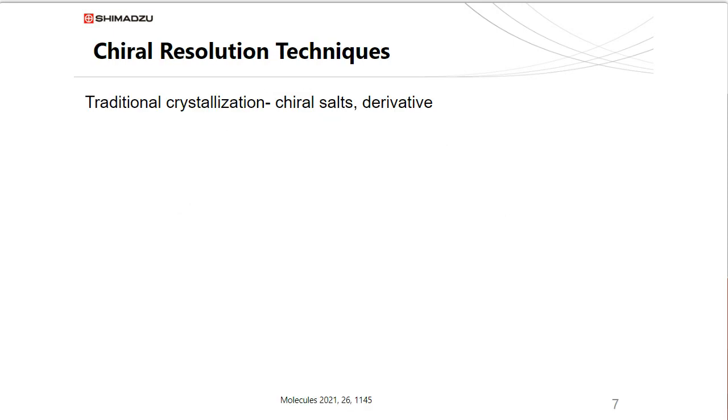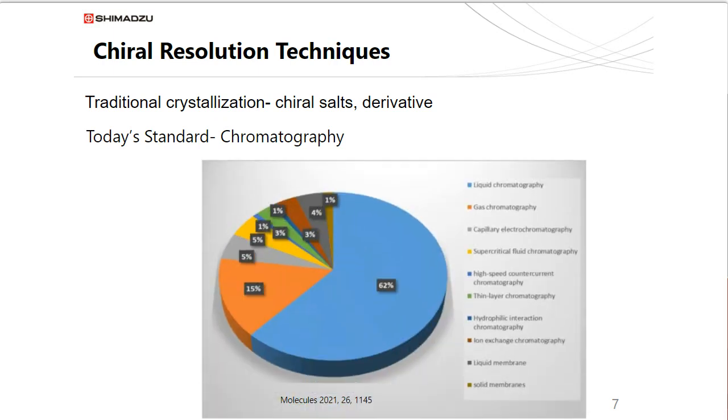So how do you resolve chiral molecules? Well, traditionally this was done through some sort of crystallization, either through chiral salting or derivatization. Today, it's all about chromatography. By and far the largest or most popular way is using some sort of LC technique. But one of the growing areas that we'll talk about today is in SFC, or supercritical fluid chromatography.